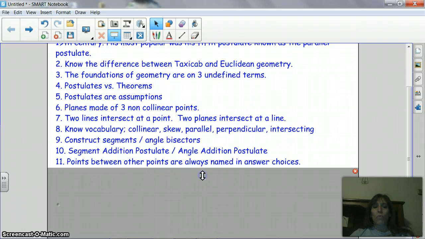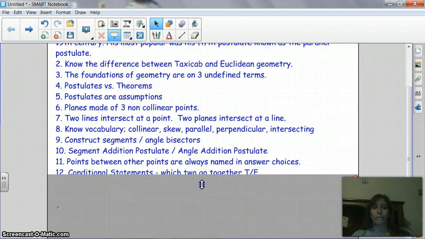Alright. Points between other points are always named in answer choices. Okay, so for instance, if I have B in between A and C, then AB plus BC is going to equal AC, from A to C. And if you'll notice that B, the one that's in the middle, is in both parts of it that make them fit together. So make sure you look for that.